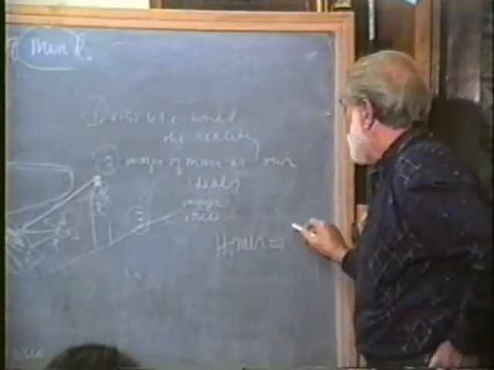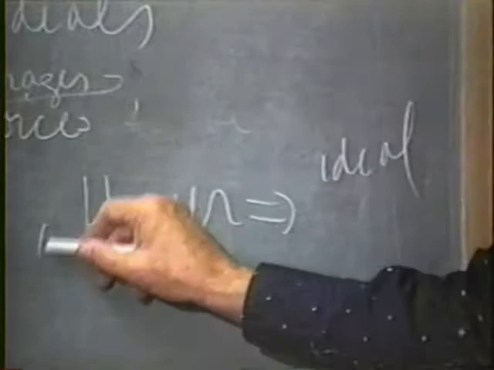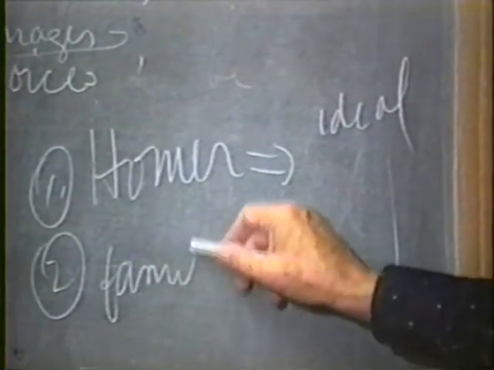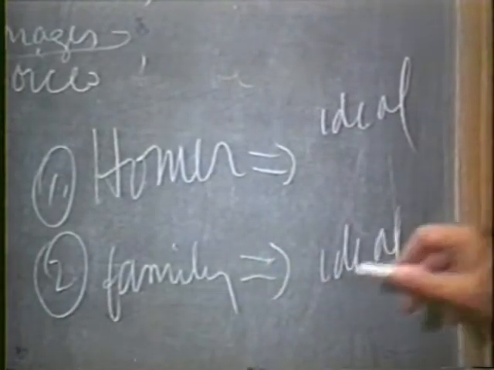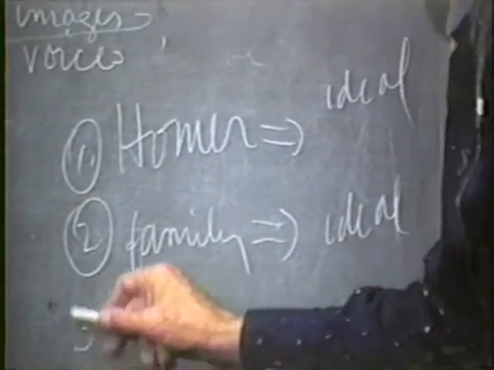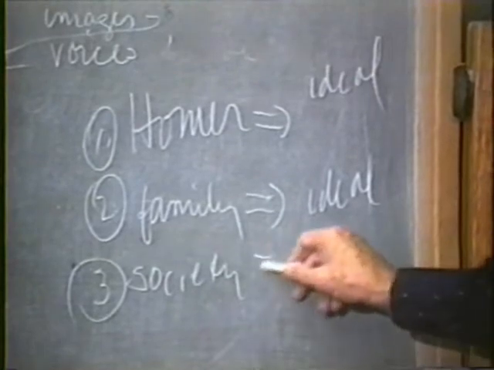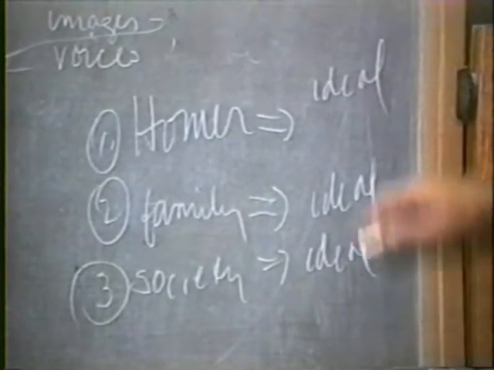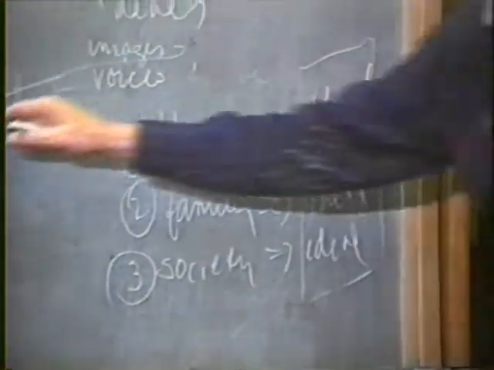Homer has an ideal of man which is taught. Number one. He then, in book two, says also families have their own particular traditions, and they have an ideal which they obviously inculcate into their own families. Society has its images, ideals. The acceptance of these ideals as real is what locks you up in the cave.